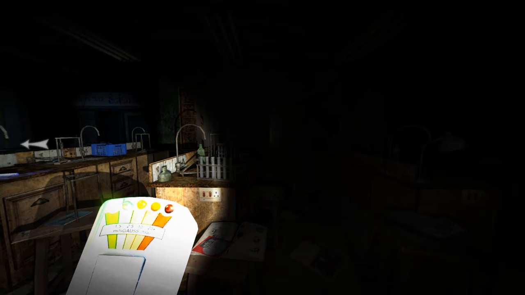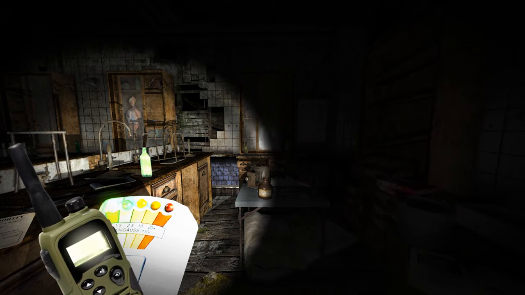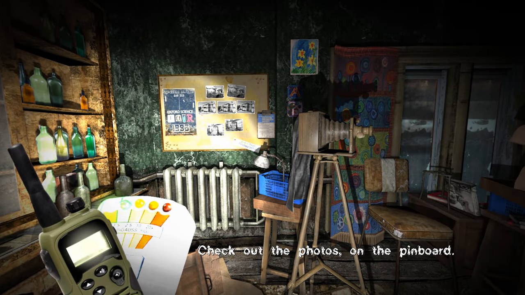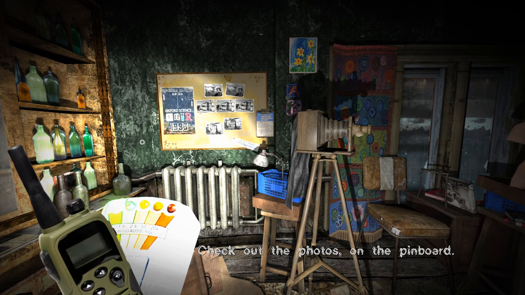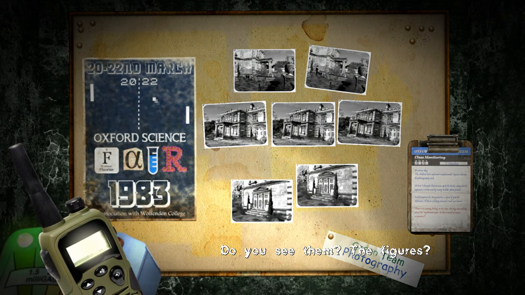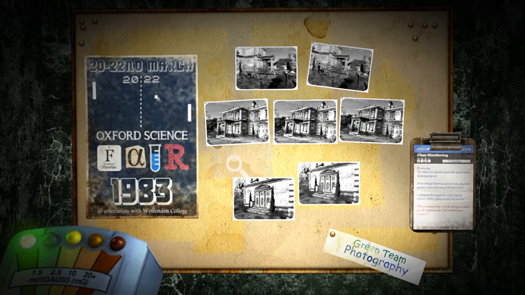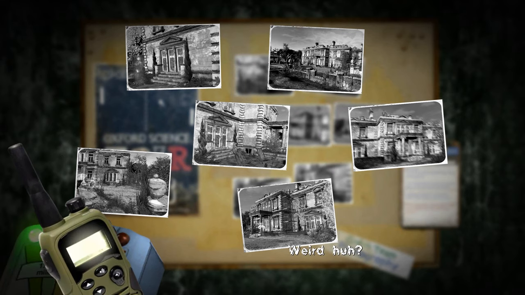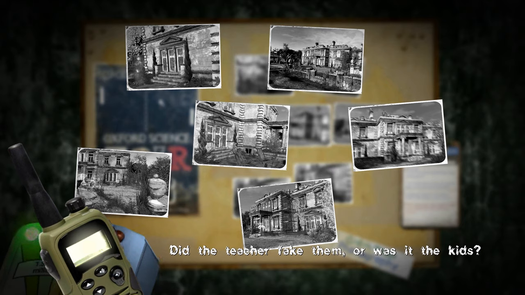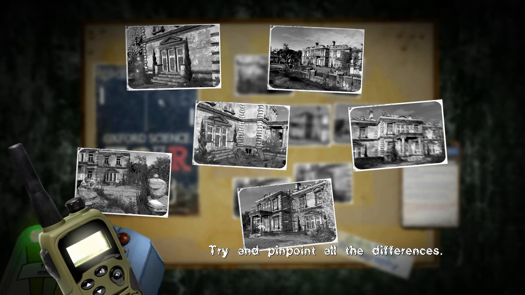Shall we go towards the glow over there? Oh. Stop there. Take a look around. Check out the photos on the pin board. Do you see them? The figures. Weird, huh? Fact or faked? Did the teacher fake them? Or was it the kids? Take a good look. Try and pinpoint all the differences.